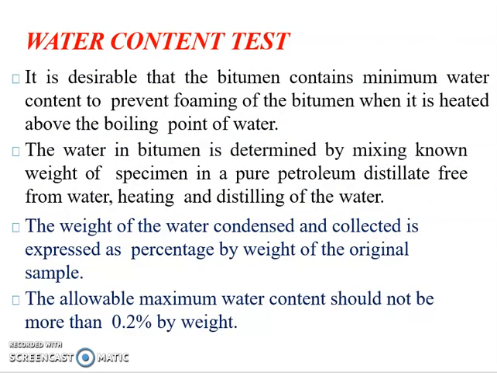Water content test. It is desirable that the bitumen contains minimum water content to prevent foaming of bitumen when it is heated above the boiling point of water. The water in bitumen is determined by mixing a known weight of specimen in pure petroleum distillate free from water, heating and distilling off the water. The weight of the water condensed and collected is expressed as a percentage of weight of the original sample. Allowable maximum water content should not be more than 0.2% by weight.